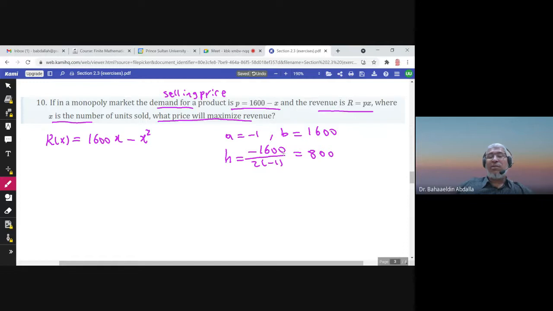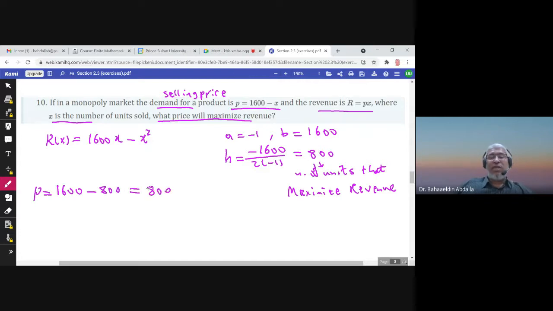Now 800 would be the number of units. 800 is the number of units that maximize the revenue. He did not ask about the maximum revenue. If I want to find the maximum revenue, I just replace x in the revenue function by 800 to find k. But he said what price will maximize revenue? So I need to find p. So p is 1,600 minus 800. So it is 800. So the price that will maximize the revenue is $800.